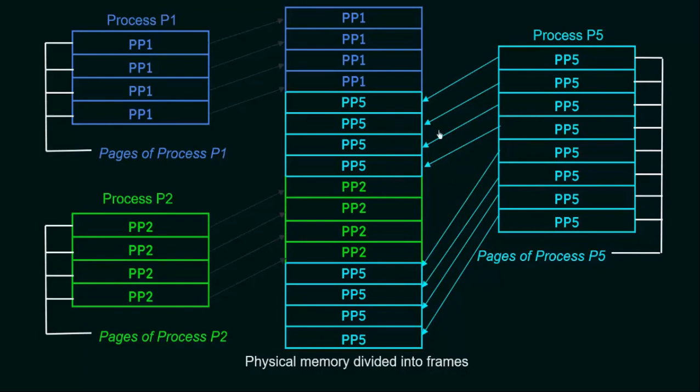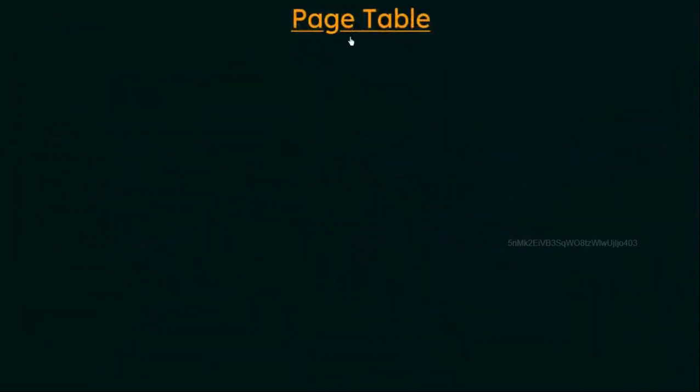Now the problem we have is, how do we keep track of which pages are present in which frames? Because we know that they can be present in any locations in the physical memory. So we need to track which pages of a particular process are present in which frames in the physical memory. For that, we are going to make use of this page table.